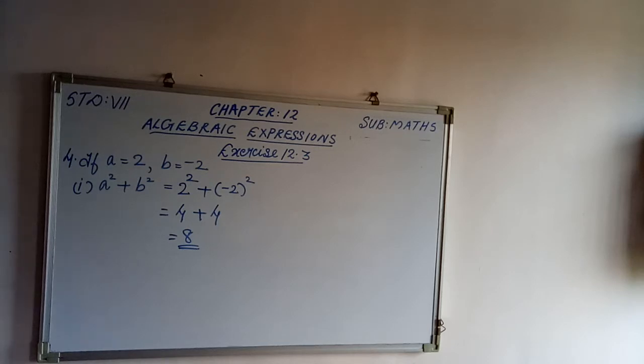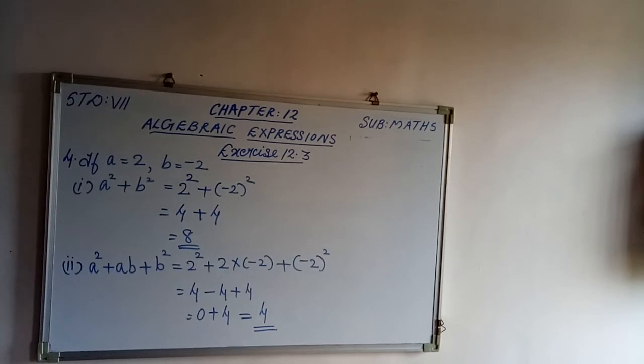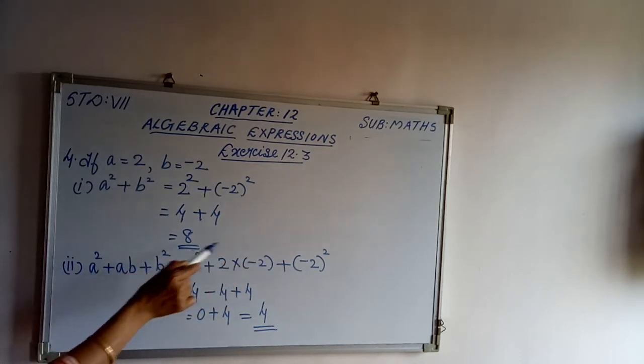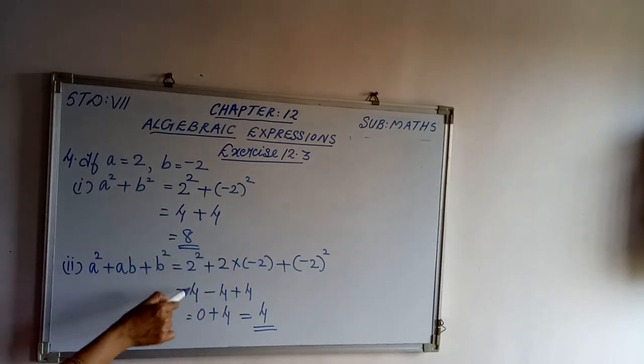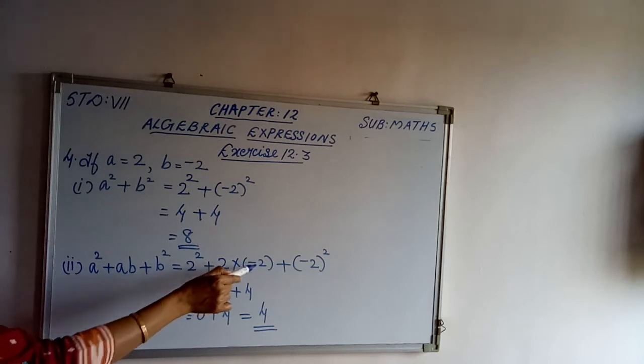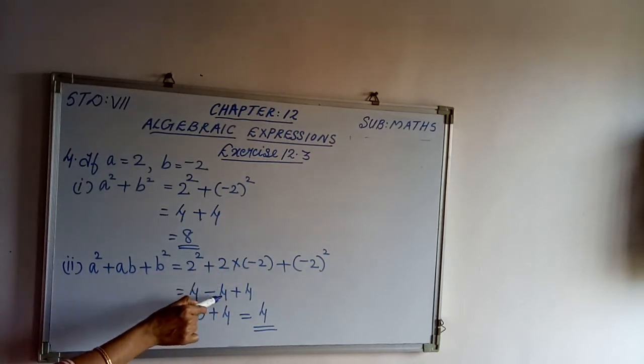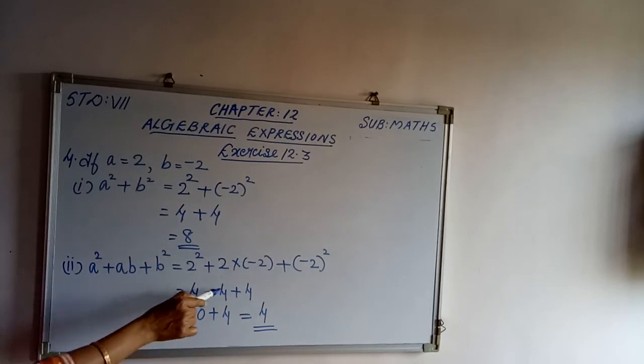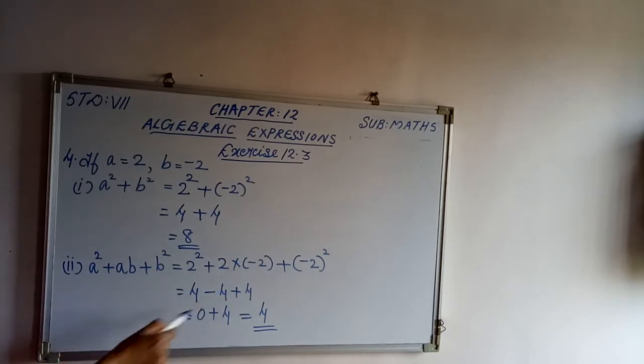Now second question, a square plus ab plus b square. A is 2, so in place of a square, 2 square, ab means 2 into minus 2, plus b square, minus 2 square. 2 square is 4, minus 2 into minus 2 is minus 4, so 4 minus 4 minus 2 square, it is 4. So 4 minus 4 is 0, 0 plus 4 that is 4.